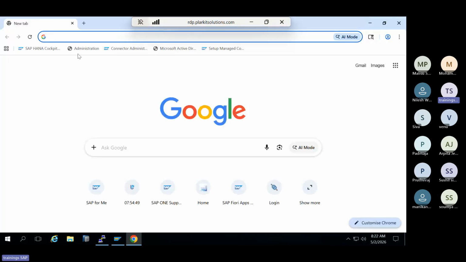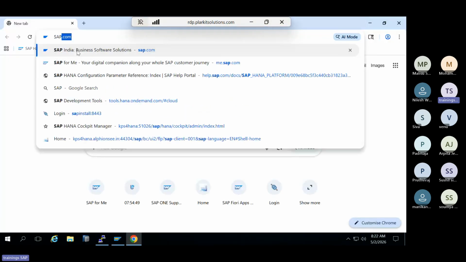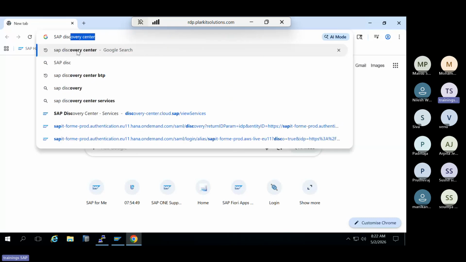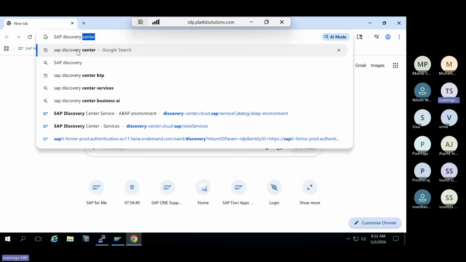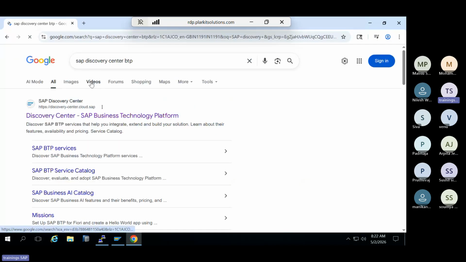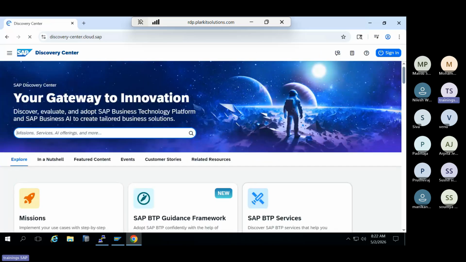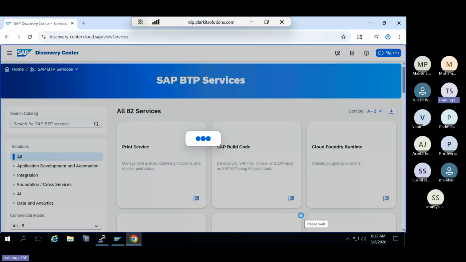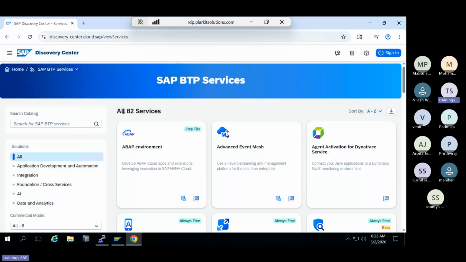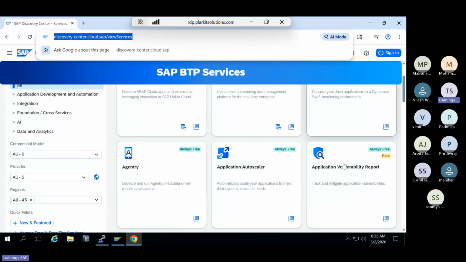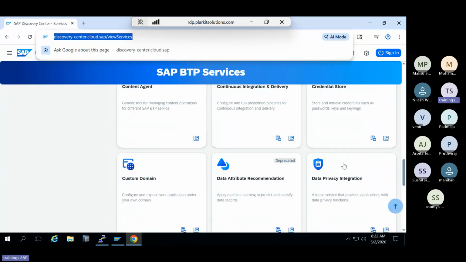Sir, where can we check the BTP platform related services and everything? In the SAP Discovery Center, here we can see all the BTP related services and solutions, right? You can see the 82 services SAP is providing. In the Discovery Center, we can see what services SAP is providing to the customers.